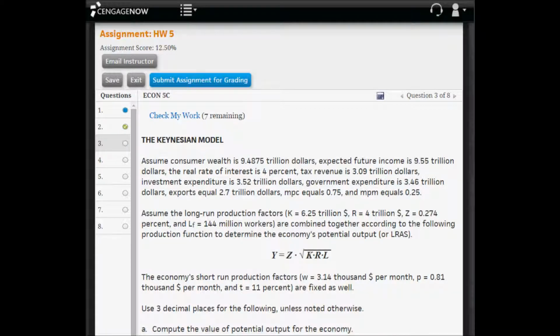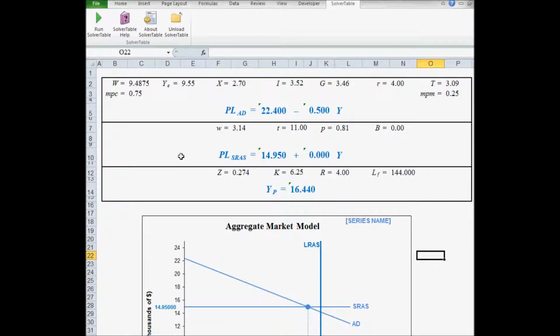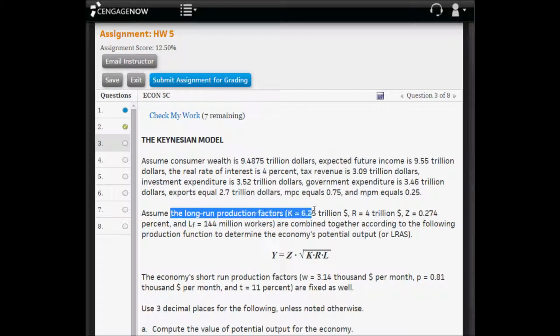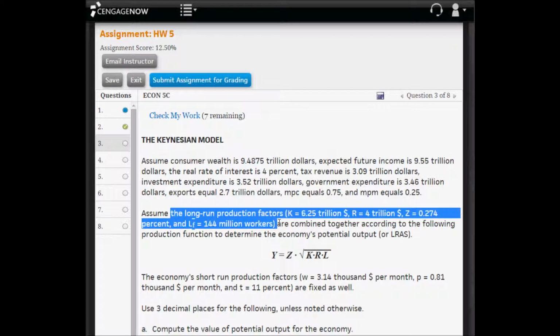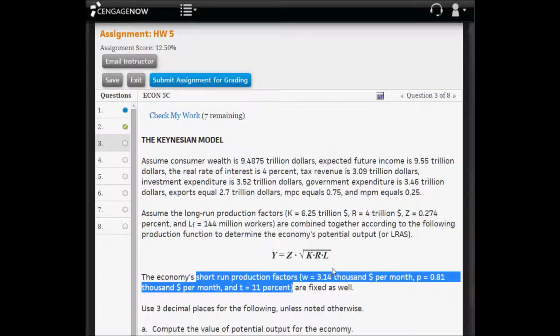In question 3, we're going to analyze the Keynesian model, but this time instead of analyzing the effect of an increase in government spending, we're going to analyze the effect of cutting taxes. The aggregate demand parameters have all been inserted into the spreadsheet that we used for problems 1 and 2. Same with the long-run production factors and the short-run production factors.